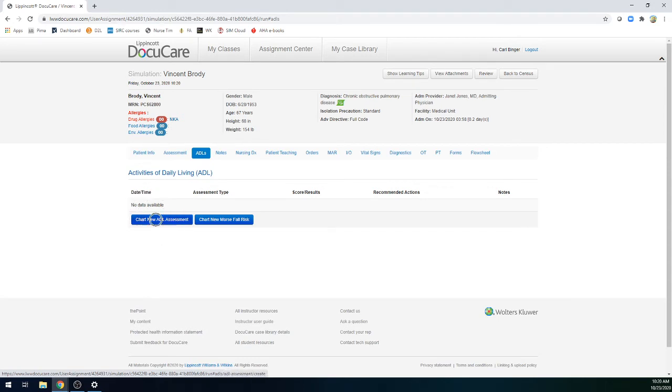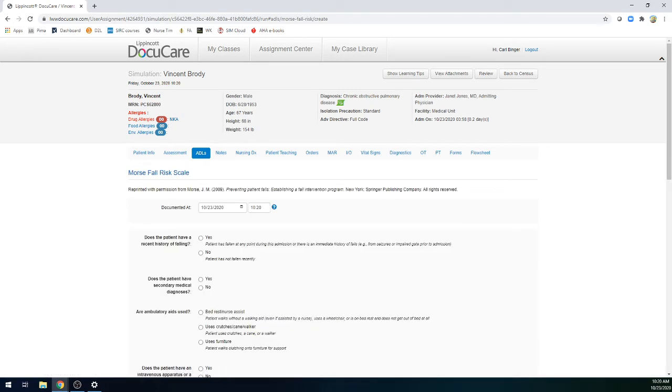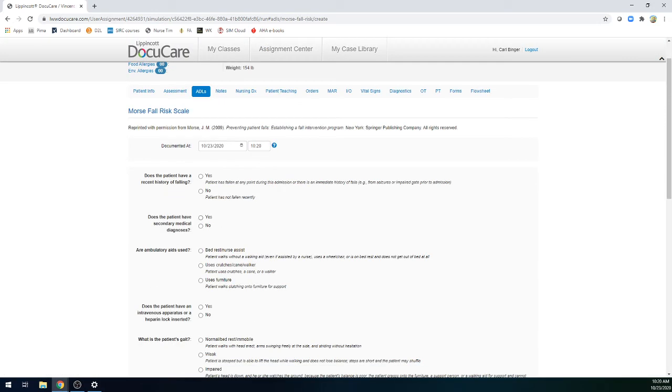Chart a new ADL assessment. Chart a new Morse fall risk. Not many charted the fall risk, but essentially you're doing a fall risk on him, because if we're going to fall risk, look at the things that we're questioning. Does he have a history? We don't know. But can we put no? Does he have a secondary medical diagnosis? Yes, he does. Okay?